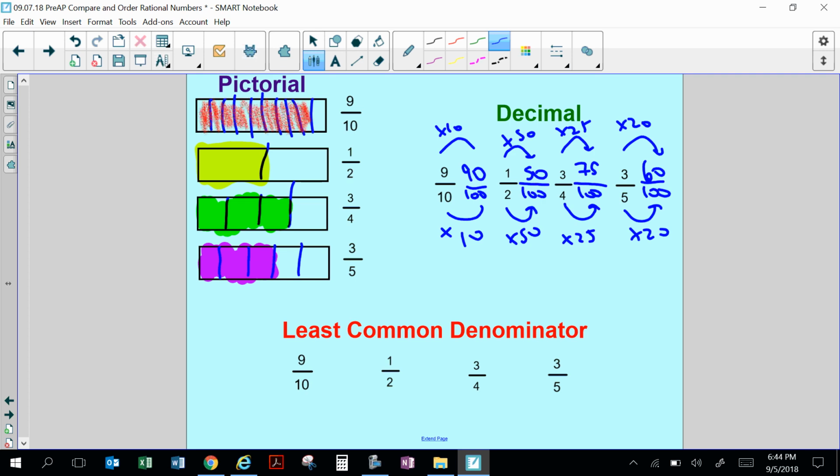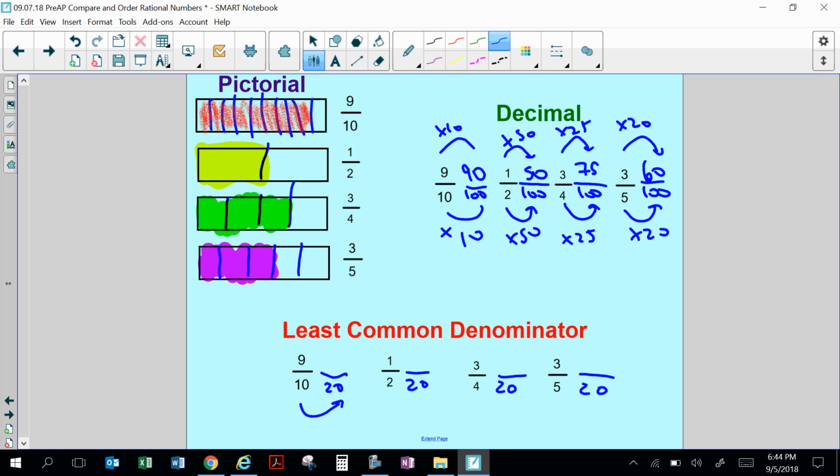Or let's do another way. Do you remember from elementary school how to add and subtract fractions? You learned something called common denominator, least common denominator. Do you know what 10, 2, 4, and 5 all share in common? 10, 20. Oh, I think it's 20. So the common denominator is 20.